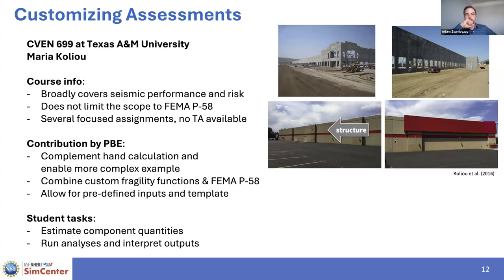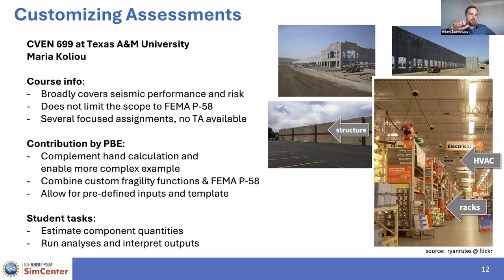So what's special about this course is that she shows a case study where she's looking at a structure that you can see on the picture. So it's like a big mall kind of building. And she also wants to include non-structural components like HVAC and contents like storage racks, just examples. So this is not a comprehensive study. We don't go with like 40 different components. It's just to give students a flavor of how this could work.